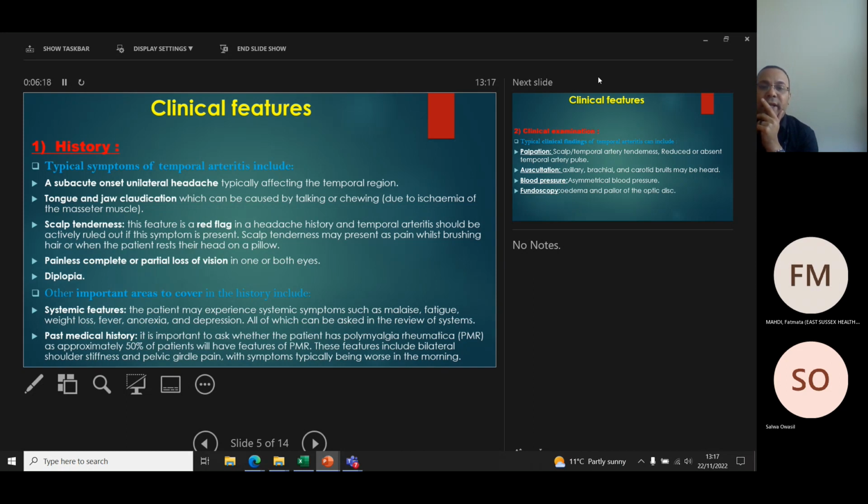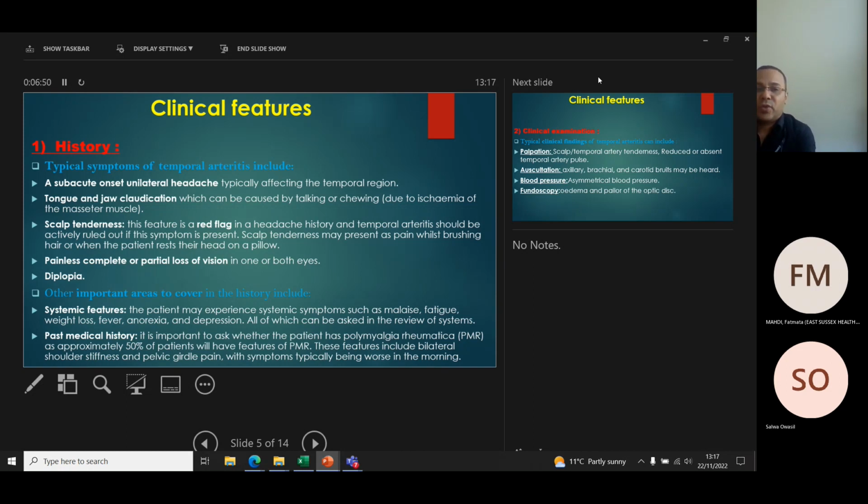Painless, complete or partial loss of vision in one or both eyes. Of course, this is a sight-threatening condition. If there's any visual disturbance, including partial or complete loss of vision, you have to act at once because this patient is at high risk of permanent, irreversible loss of vision. Diplopia is also one of the manifestations in the history of a patient with temporal arteritis.